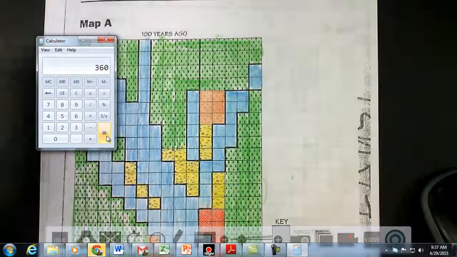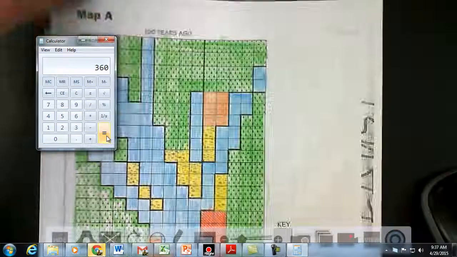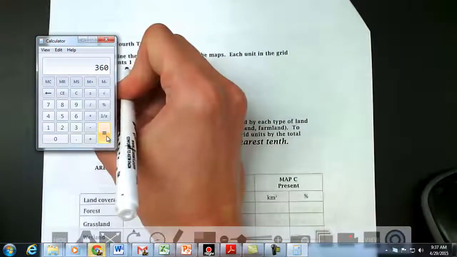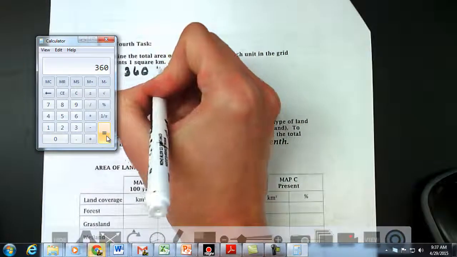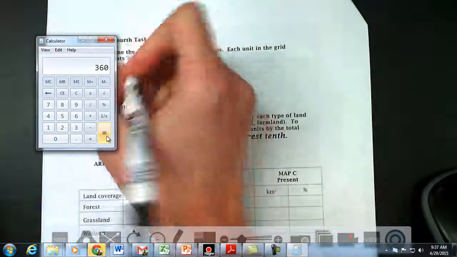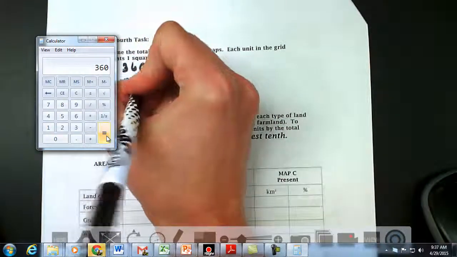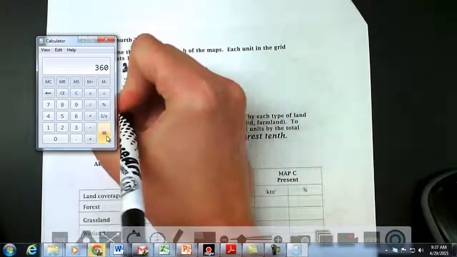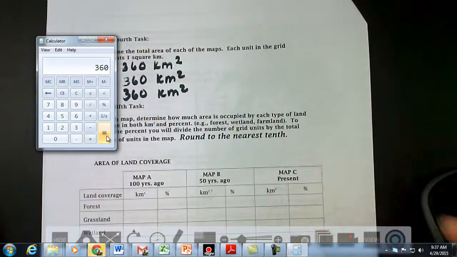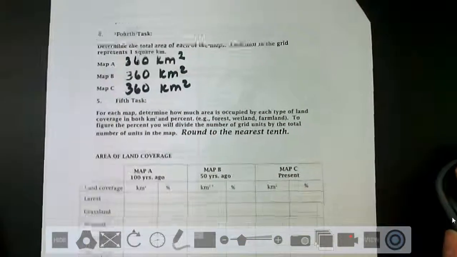The total area is 360. So I'm going to write for map A 360 kilometers squared. Now I'll give you a little hint. All the maps have the same area. So now that we have the total area, we're able to do the 5th task.